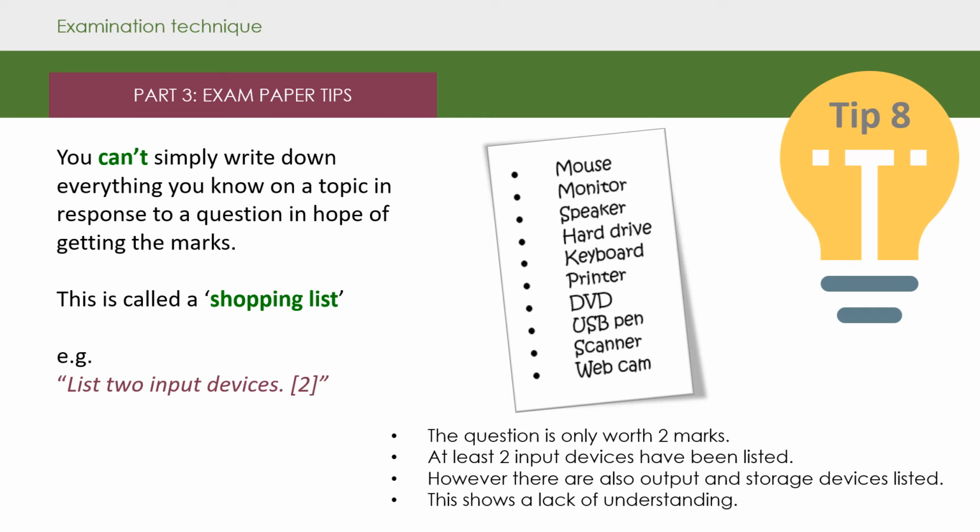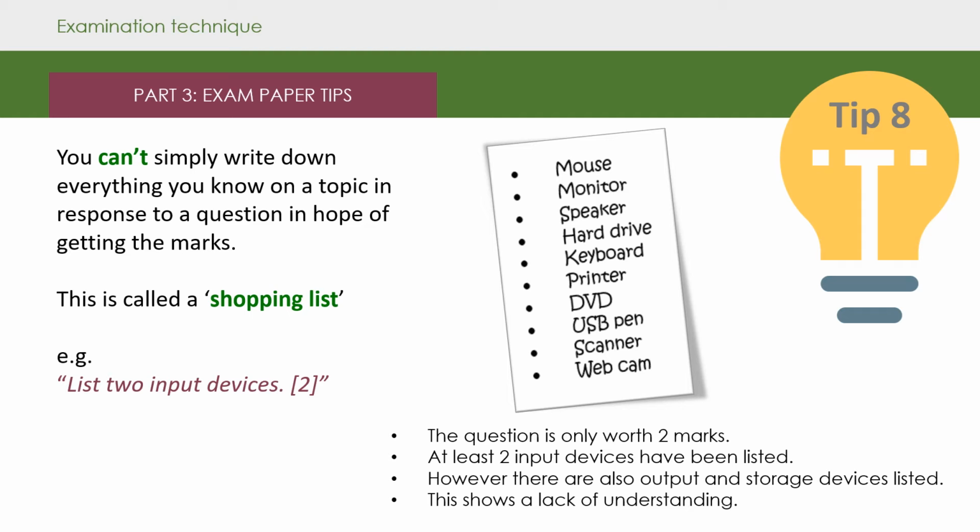Tip 8. You can't simply write down everything you know on a topic in response to a question in the hope of getting some marks. This is what's known in the examining world as a shopping list. So let's look at the example of the question, list 2 input devices. And here we can see a candidate's listed a number of bullet points.